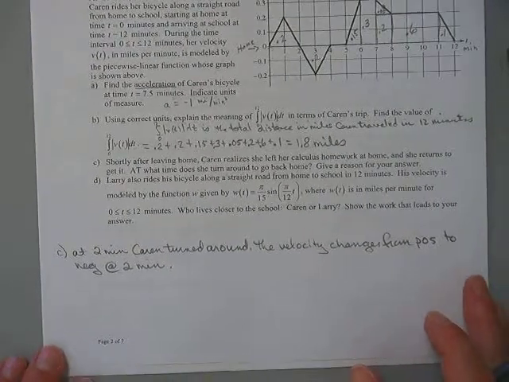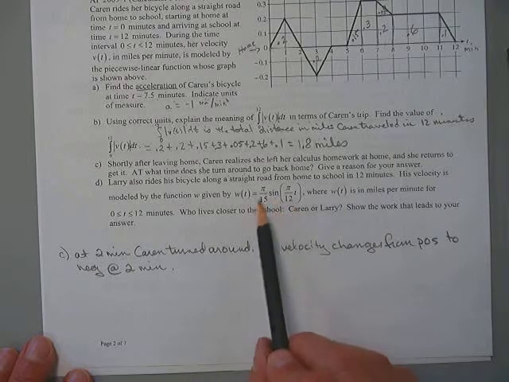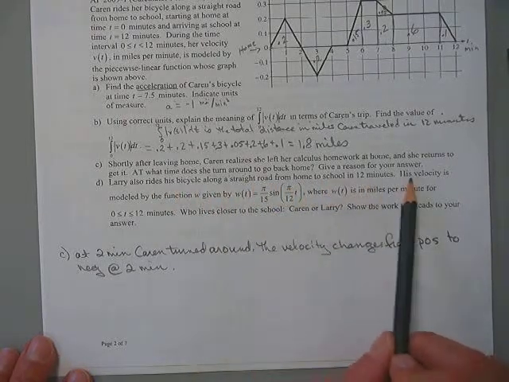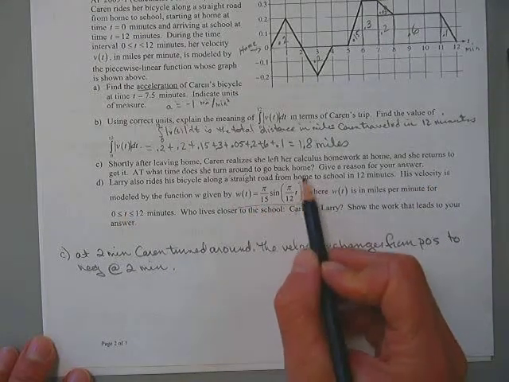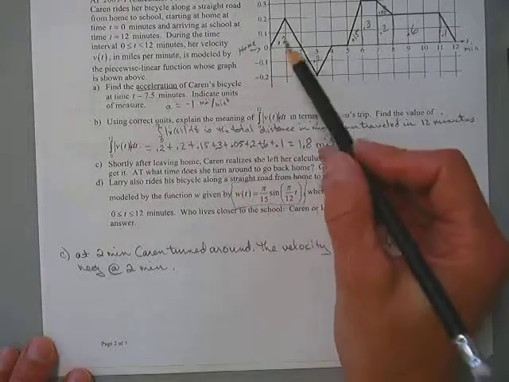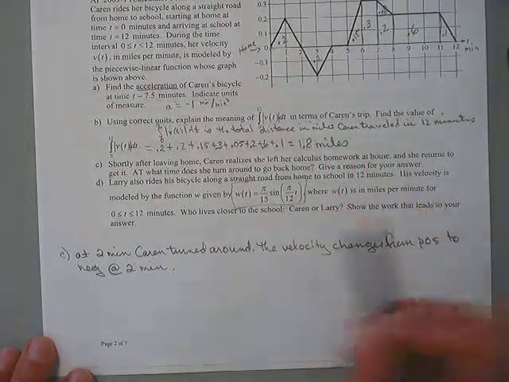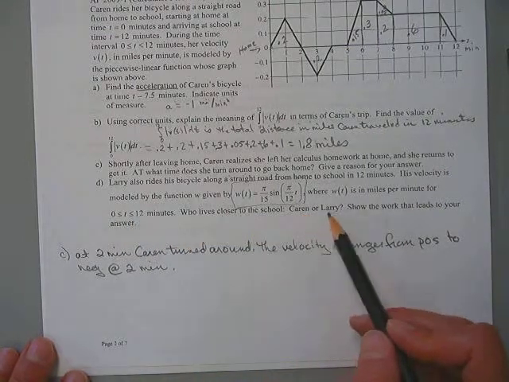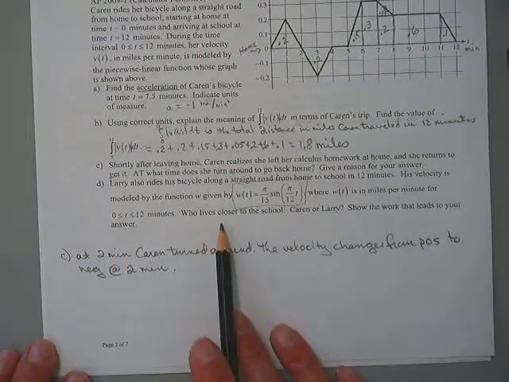Oh, now Larry's riding his bike too, guys. Larry rides, look at his formula. Larry also rides his bicycle along a straight road from home to school in 12 minutes. His velocity is modeled by this function. Okay? He is not quite the linear rider that Karen is. This is in miles per minute for 0 to 12 minutes. Who lives closer to the school, Karen or Larry? Show your work that leads to your answer.